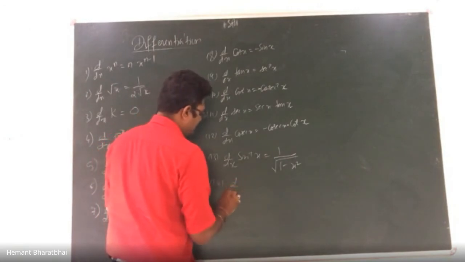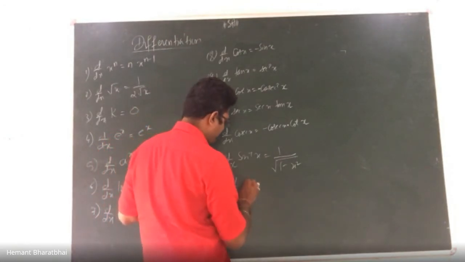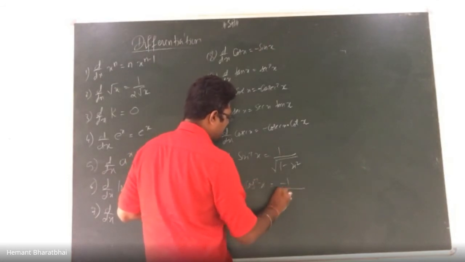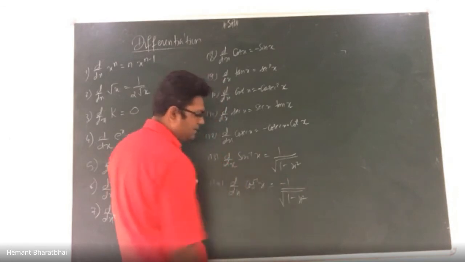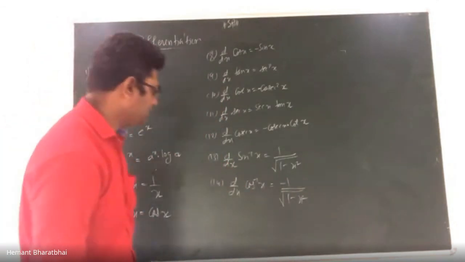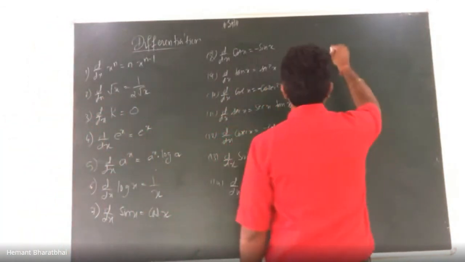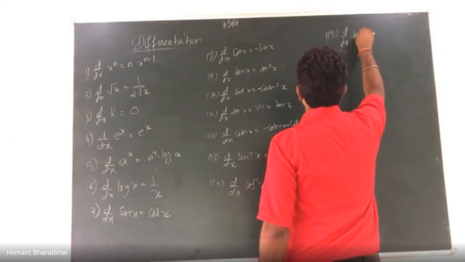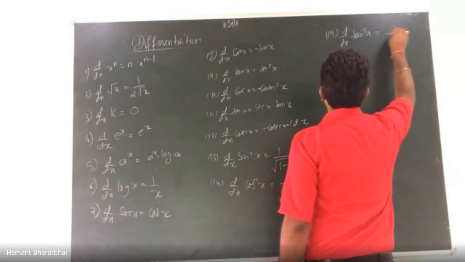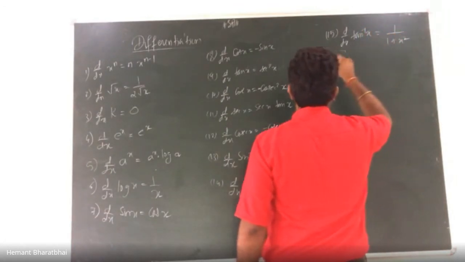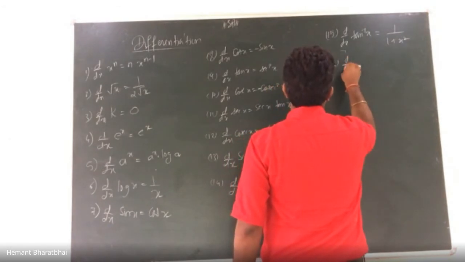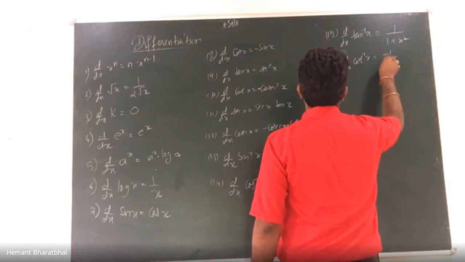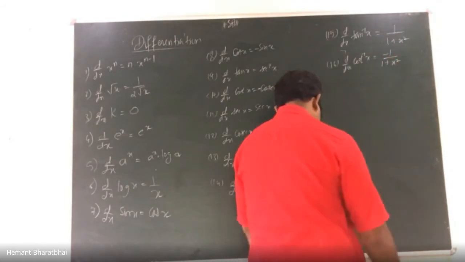Then the derivative of cos inverse of x is minus 1 upon under root of 1 minus x square. It is the same for all the inverse trigonometric ratios, only the sign will be different. Next, the derivative of tan inverse of x is 1 upon 1 plus x square. The derivative of cot inverse of x is minus 1 upon 1 plus x square.